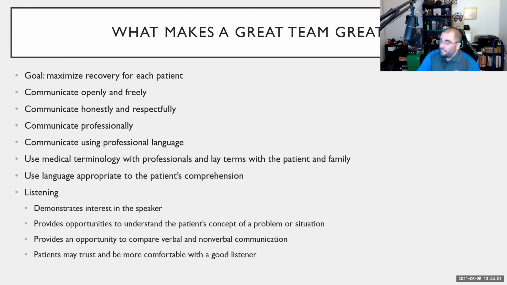Communicate openly and freely. Being able to talk about or discuss your problems, right? Not holding those types of things in and letting them dwell and burn you up. Communicate honestly and respectfully. Communicate professionally. I struggle a little bit here on this because my background is definitely not in professional communication, but you've got to be able to learn to do that.